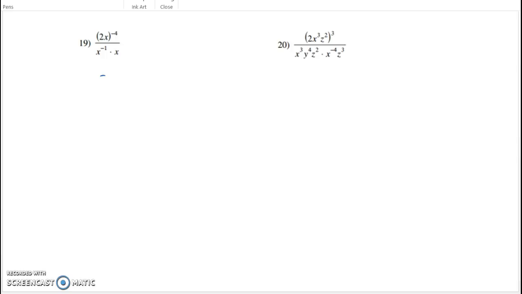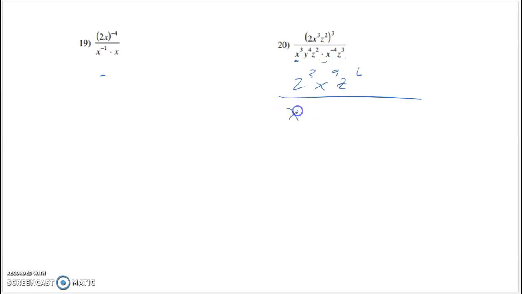Okay, so I'm raising powers by powers because I'm trying to get this done before I leave today. So I've got 2 to the 3rd, x to the 9, z to the 6, over. Now, when you multiply exponents and their bases are the same, just add them. So 3 and negative 4, we've got x to the negative 1. Y to the 4, we multiply by nothing. And z to the 2nd times z to the 3rd is z to the 5th. We're almost done.